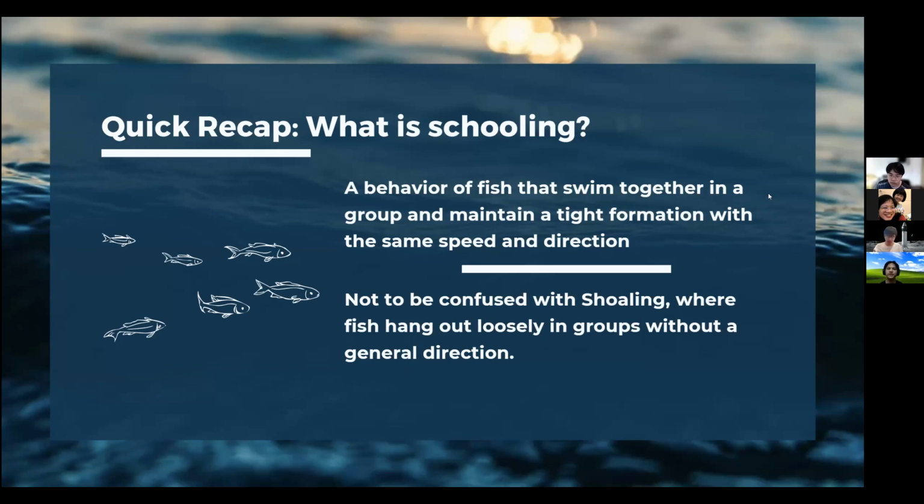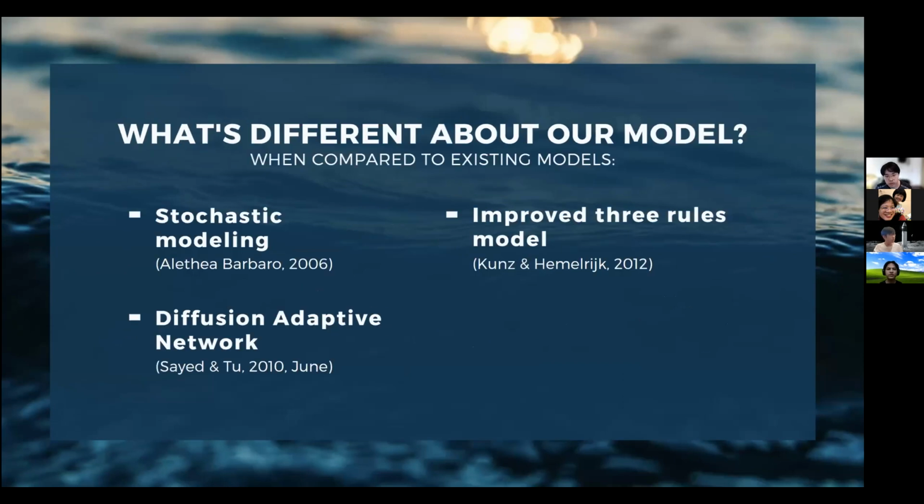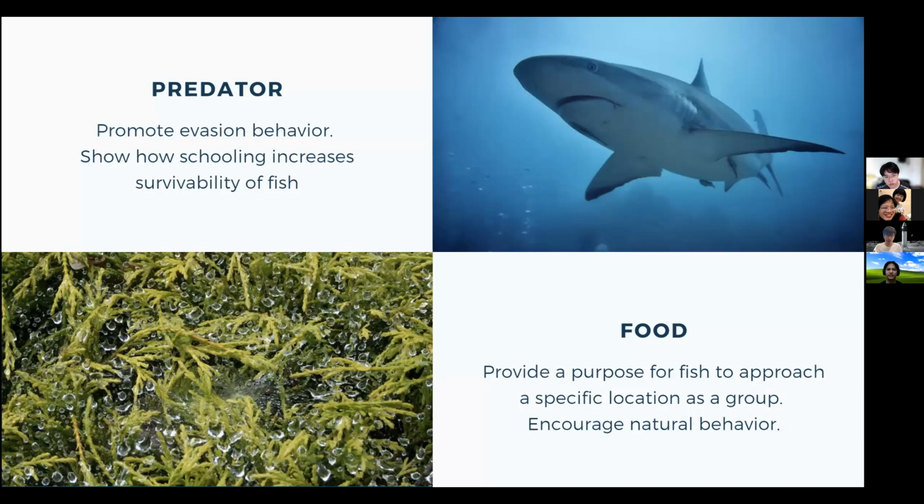So what's different about our simulation model when compared to this existing model? Our model has two features that stand out. First, the predator. The predator will promote evasion behavior in fish, as well as show how schooling increases their survivability. And second, the food. The randomized food zone in the simulation will give purpose to the fish to scatter out and approach a specific location as a school. This also encourages a more natural behavior.